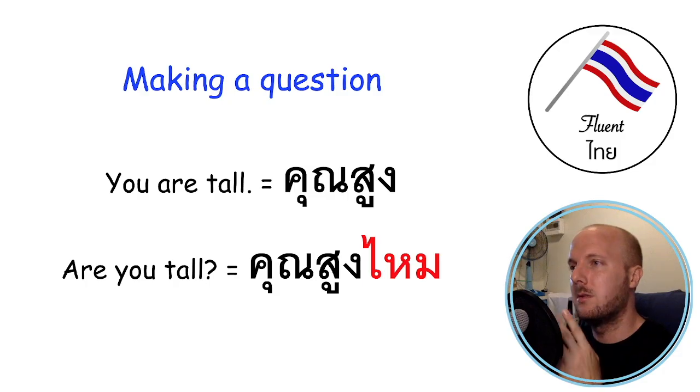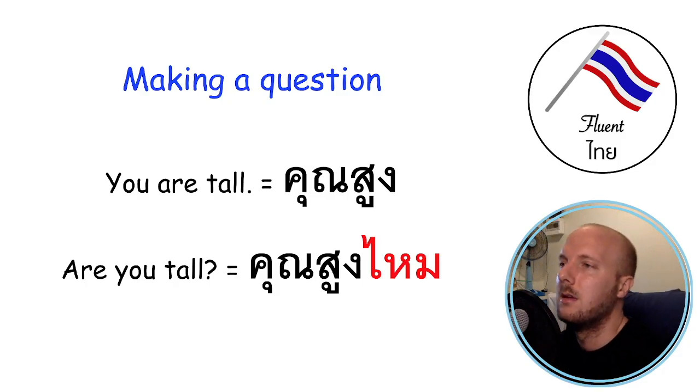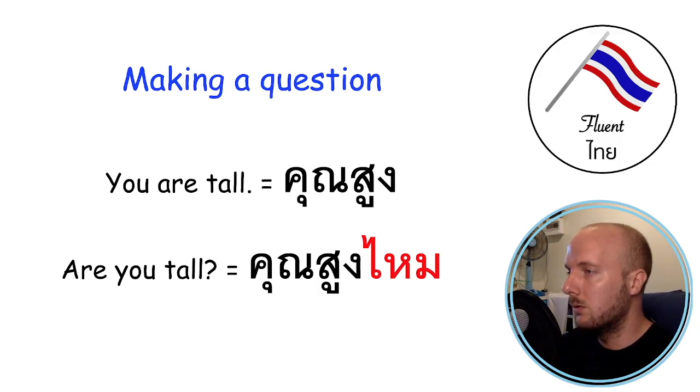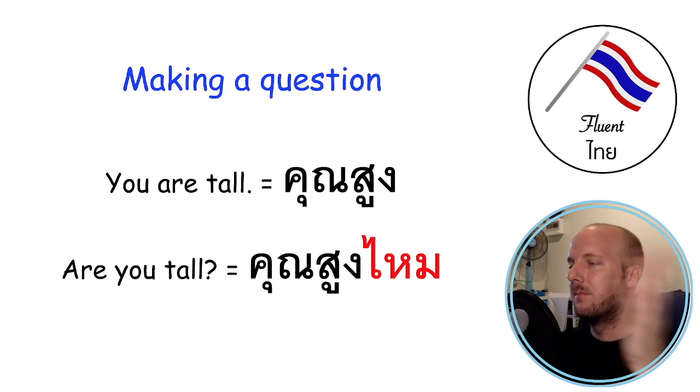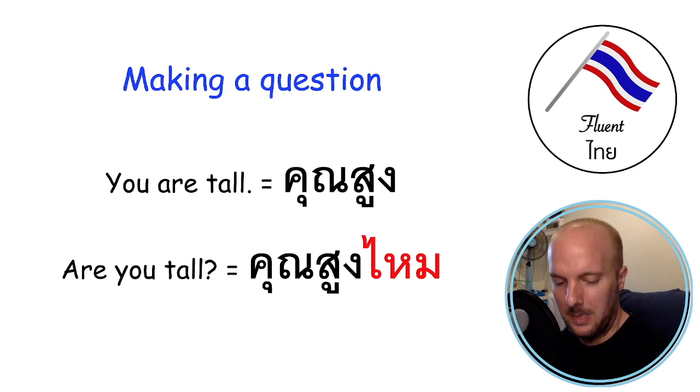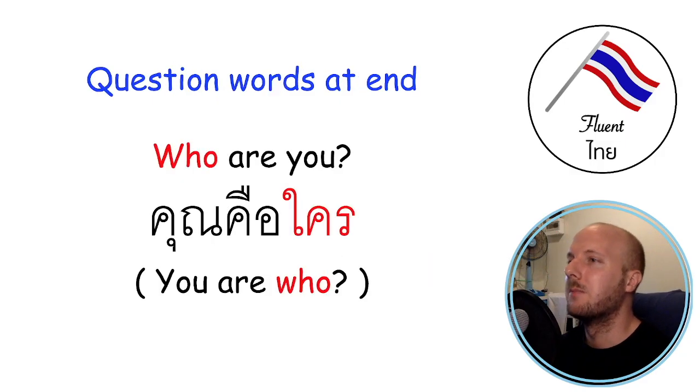So in English, we have to swap the auxiliary and the subject. But in Thai, they just say คุณสูง again, and then they just add ไหม. So คุณสูง becomes คุณสูงไหม. And that's just an easy way to make a question. You just add a question particle at the end. You don't have to fluff around with the word order as we do in English.